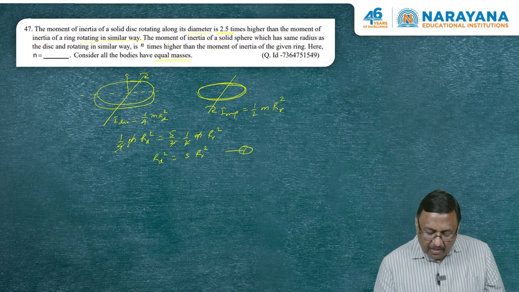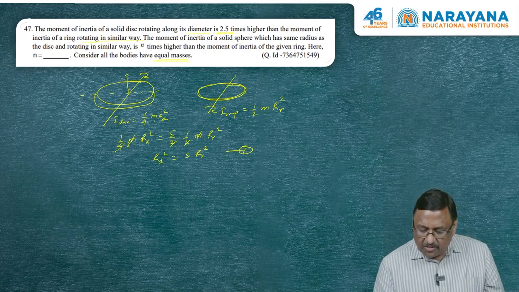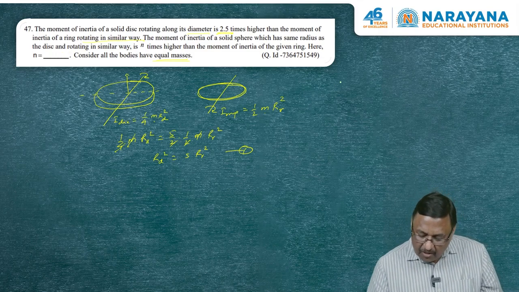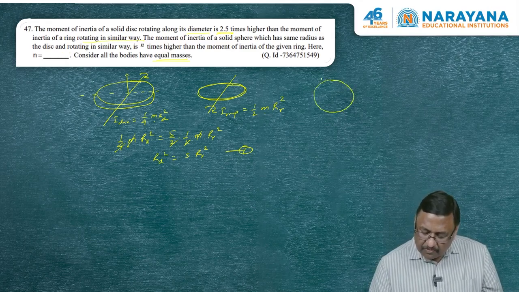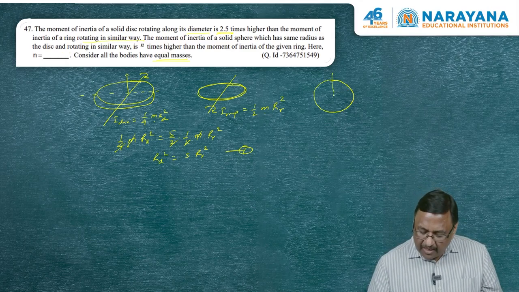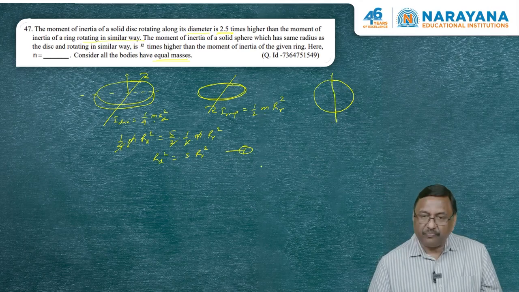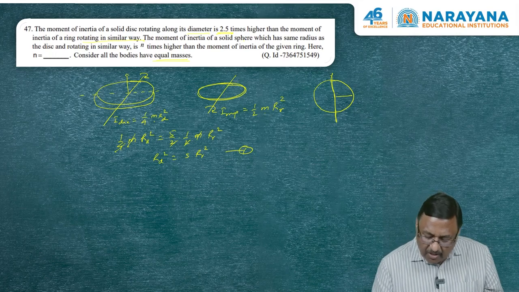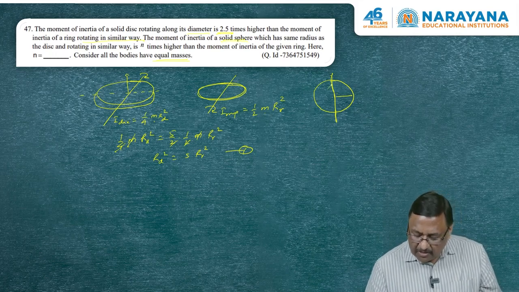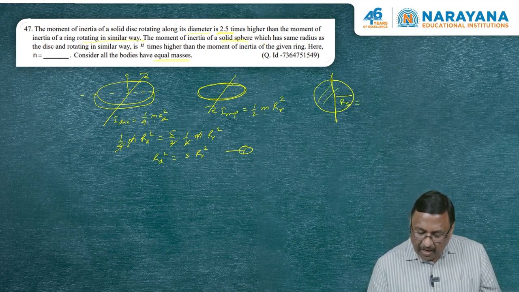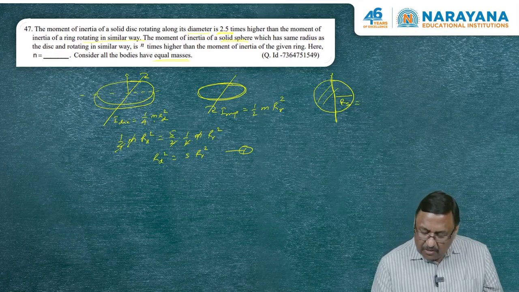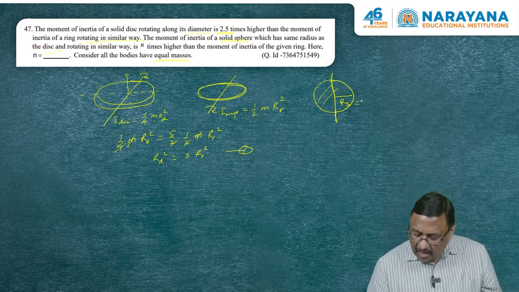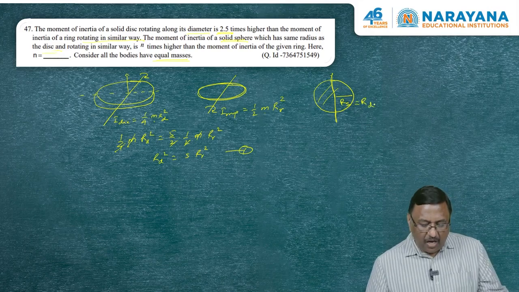disk. Anyway, next what he is asking is the moment of inertia of the solid sphere which has the same radius as the disk. Okay, now you are considering a solid sphere. He is saying this sphere is a solid sphere. So for a solid sphere, the radius of the sphere, I denote by rs, is equal to the same radius as that of the disk. That means r of the sphere is given to be equal to r of the disk.